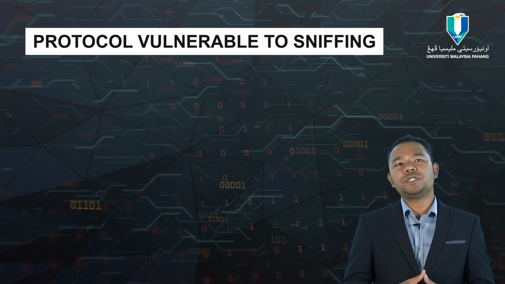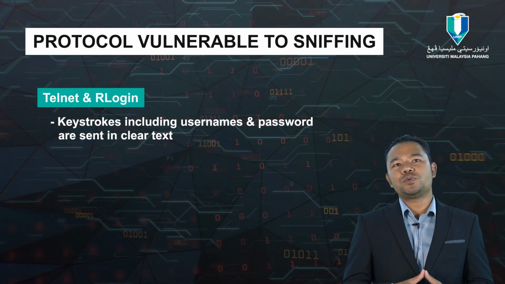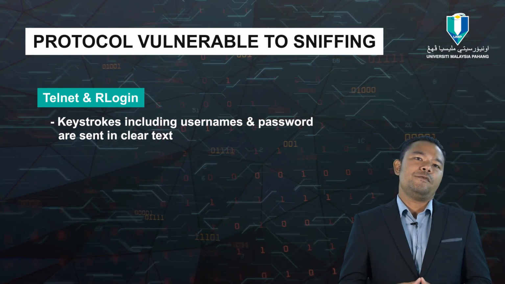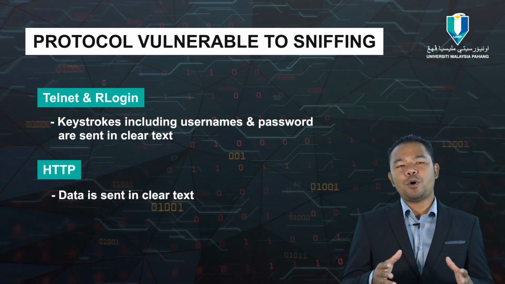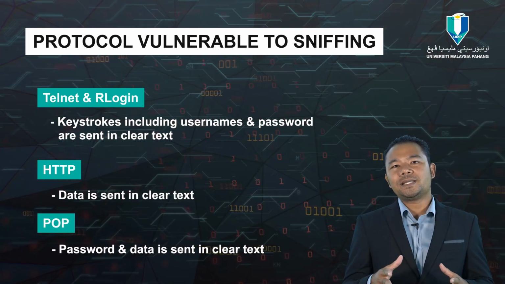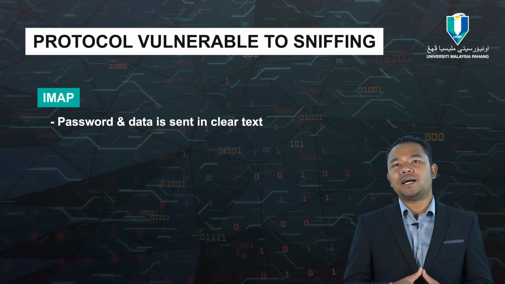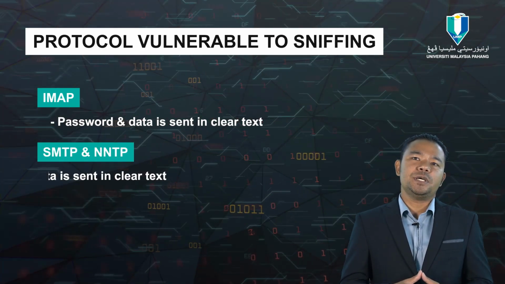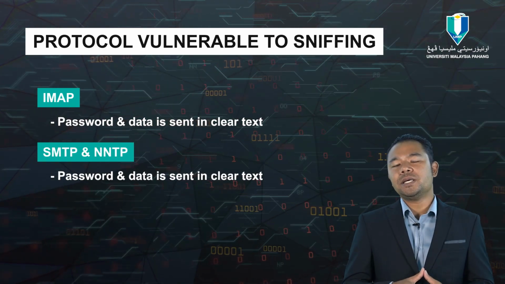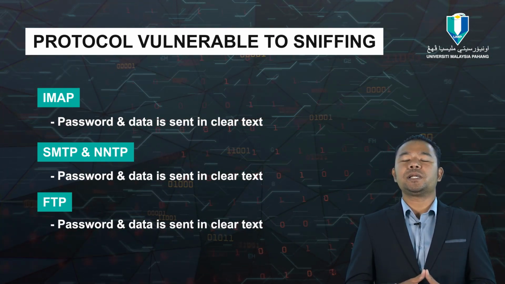Protocols vulnerable to sniffing. We have telnet and rlogin: keystrokes including username and password are sent in clear text. For HTTP, data is sent in clear text. For POP, password and data are sent in clear text. IMAP, password and data are sent in clear text. SMTP and NNTP, password and data are sent in clear text. For FTP, password and data are sent in clear text.